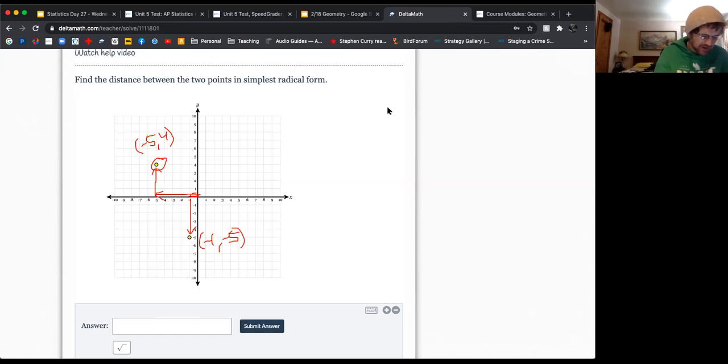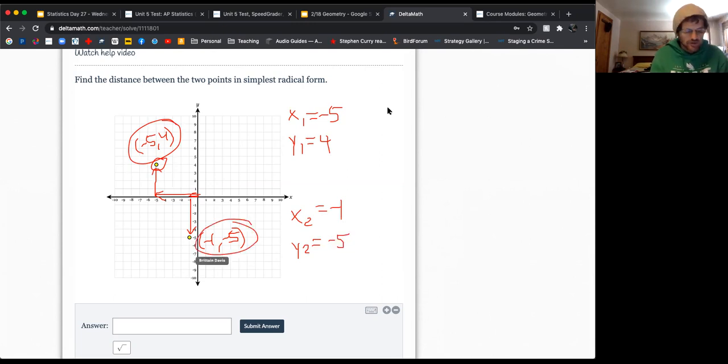All right, and now I'll just call this x1 and y1. Let's see, x1 is going to be -5, y1 is 4. I'm just taking those coordinates right there. X2 and y2 will be -1 and -5. Again, I just took those from right there.